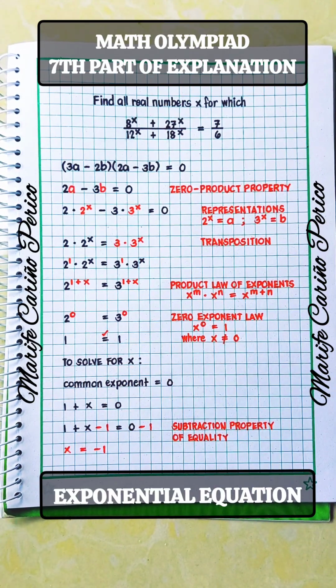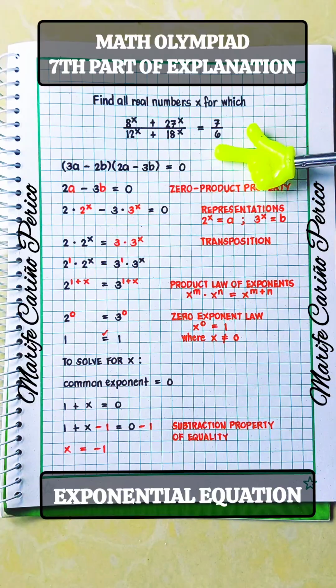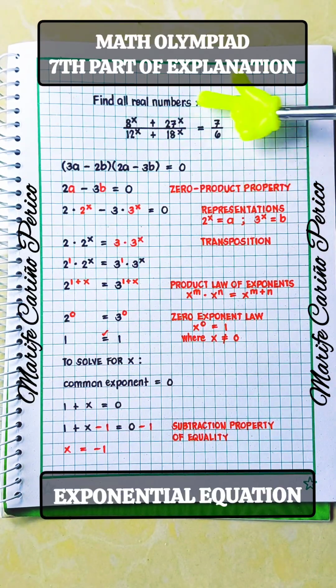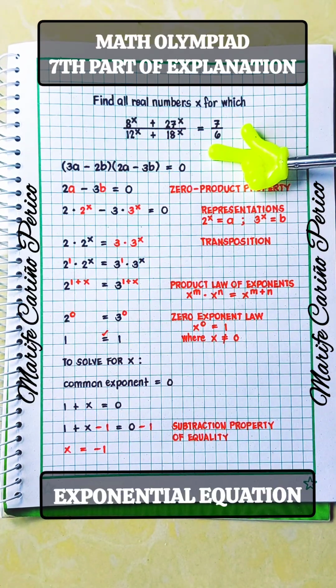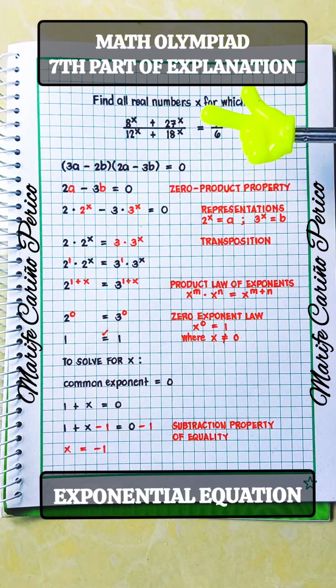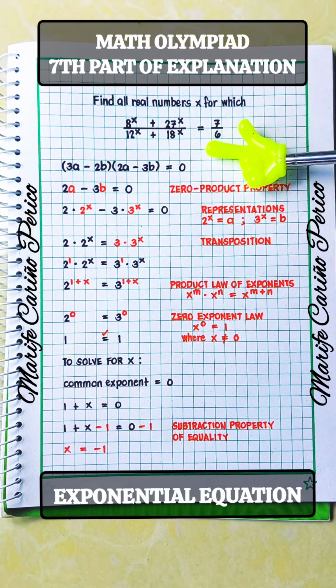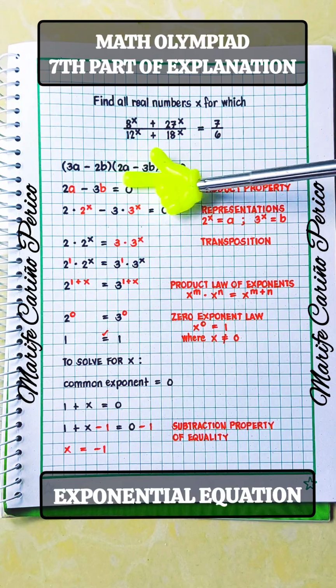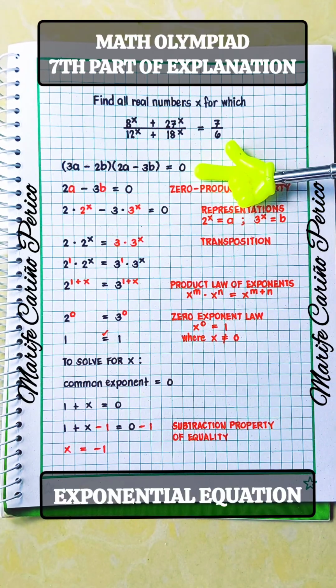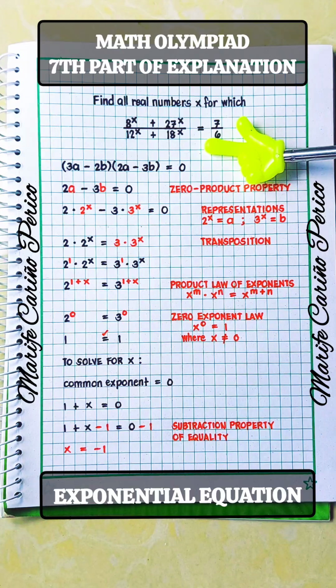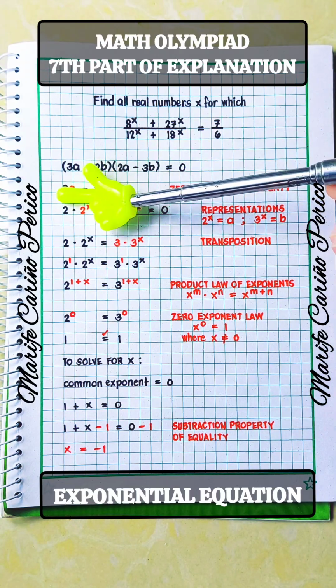In the previous videos, we've found x equals 1 as the valid solution of this given equation. This time, let's solve for the other real number x that also satisfies this given equation. Let's use the second factor of this equation in terms of variables a and b to find the other solution of this equation, 2a minus 3b.